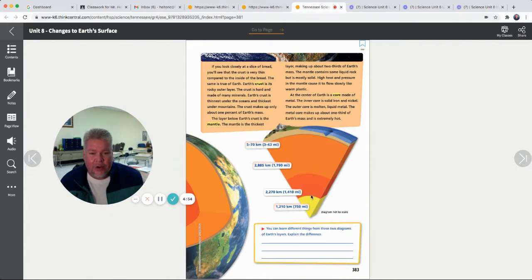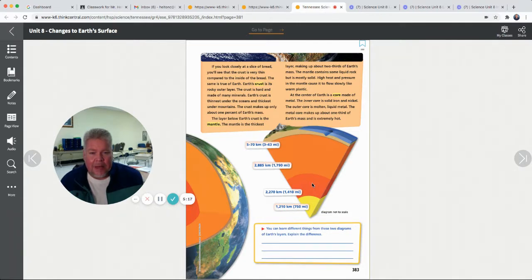The inner core is solid iron and nickel. The inner core is the innermost part, the very center here. It's solid iron and nickel. The outer core, this part right here, is molten liquid metal. So that's the hottest part right here. It's the melted part. I think of lava when you think of the outer core.